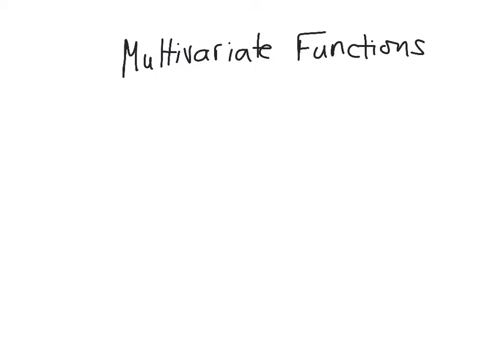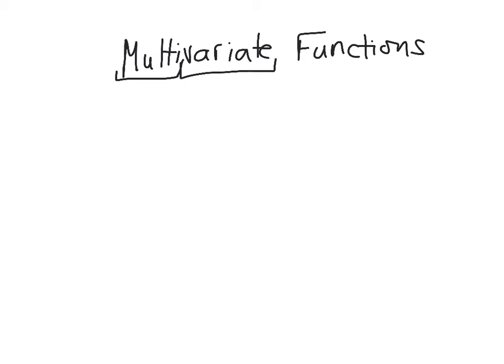So a multivariate function is just kind of how it sounds: multi meaning more than one, and variate meaning more than one variable. So we're going to be looking at functions that have more than one variable in them. Up until now, we've only been working with functions with one variable, and we've been working on taking the derivatives of those functions. But what happens if we have a function with more than one variable? How do we handle that?